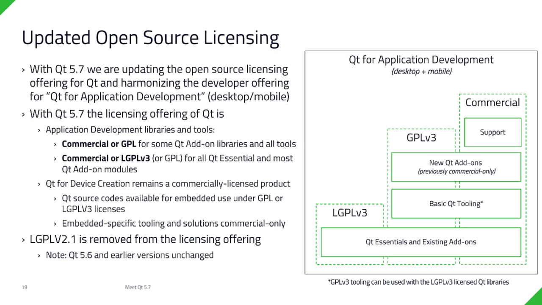Qt 5.7 is licensed in the following way. All the Qt essential and add-on libraries, as well as Qt tooling, which now includes the formerly closed APIs and tools for desktop and mobile, are available under commercial or GPL license. For LGPL Qt users, you can still get the existing Qt essential and add-on libraries, but we've upgraded the LGPL version to 3 instead of the old LGPL 2.1, which is now removed from the licensing scheme. The older versions of Qt are naturally kept unchanged with the old licensing.